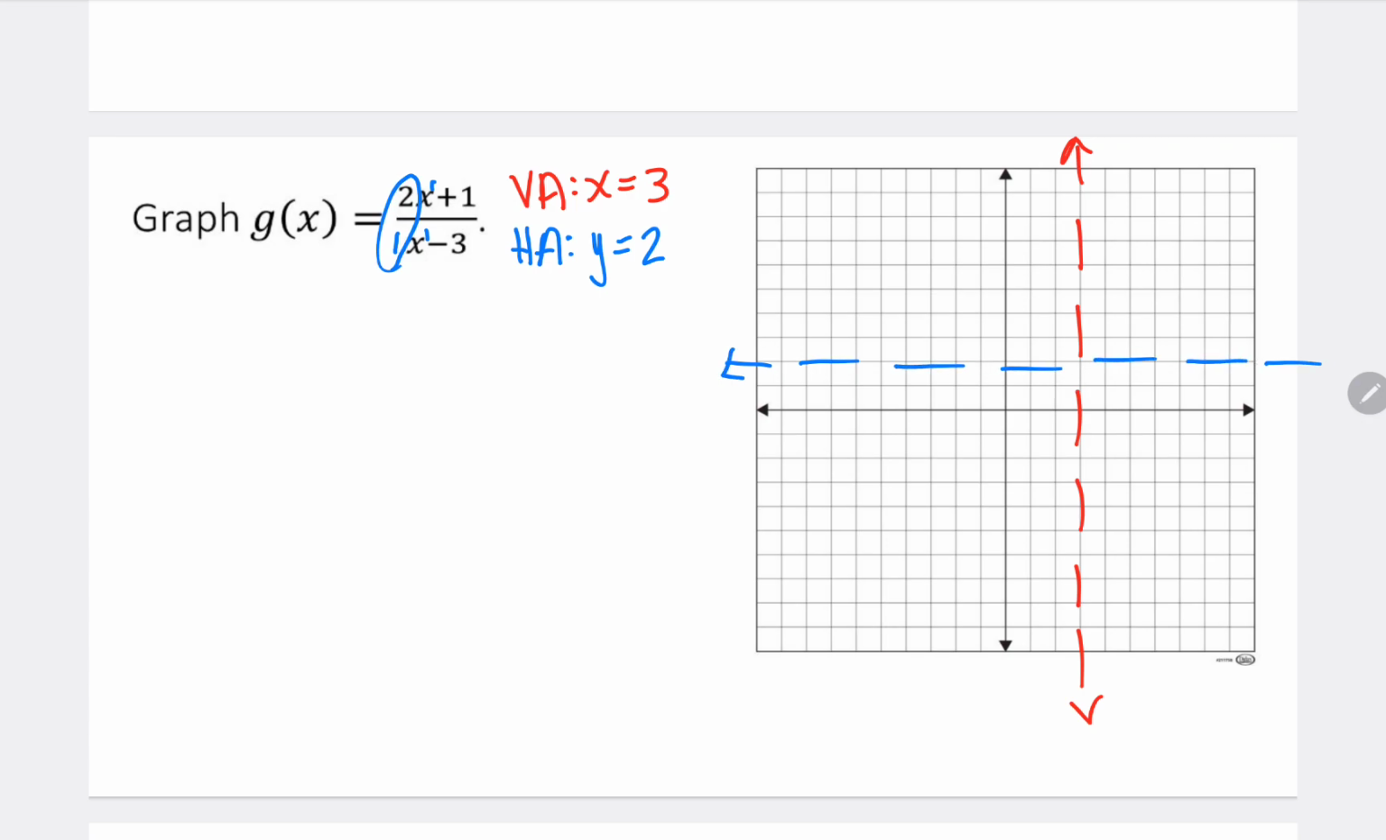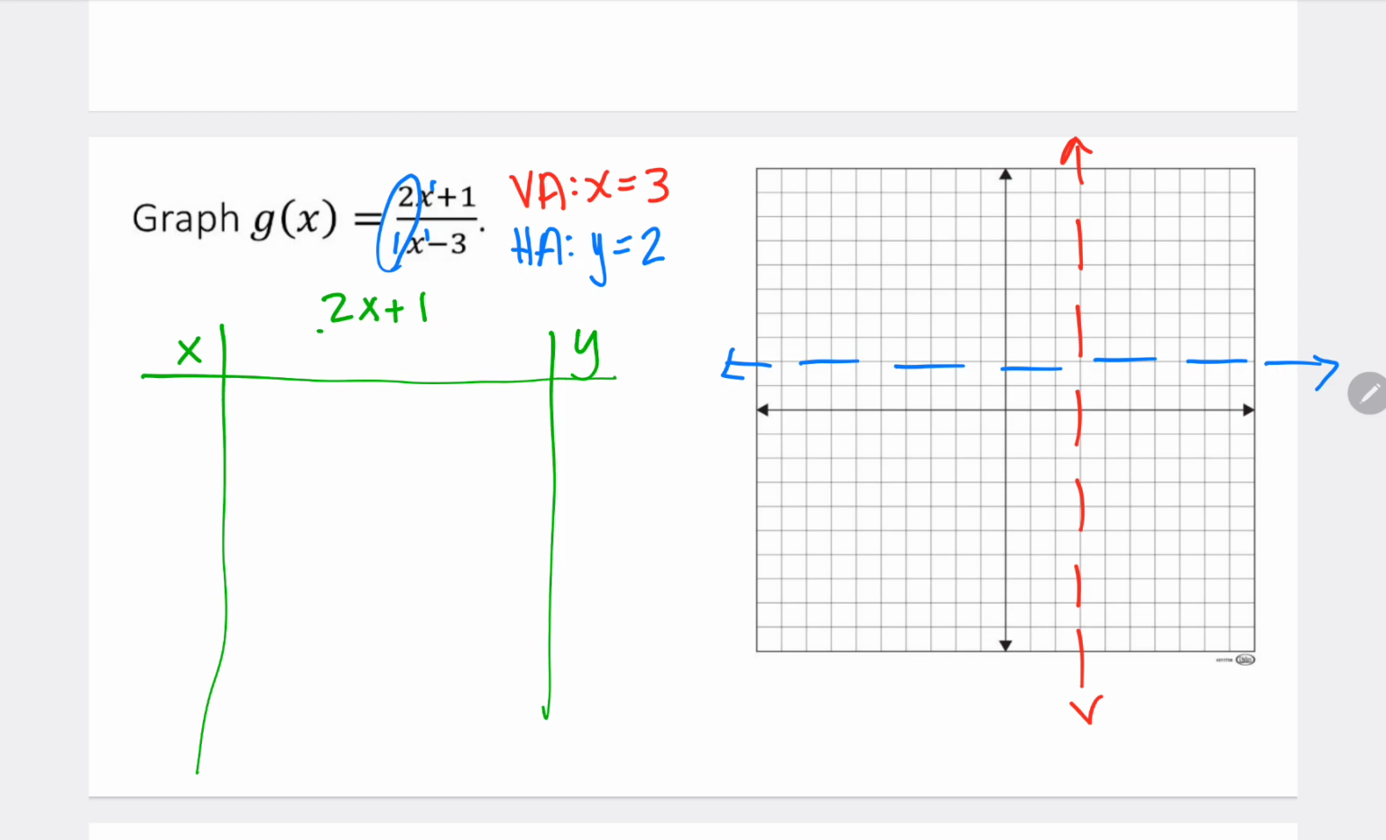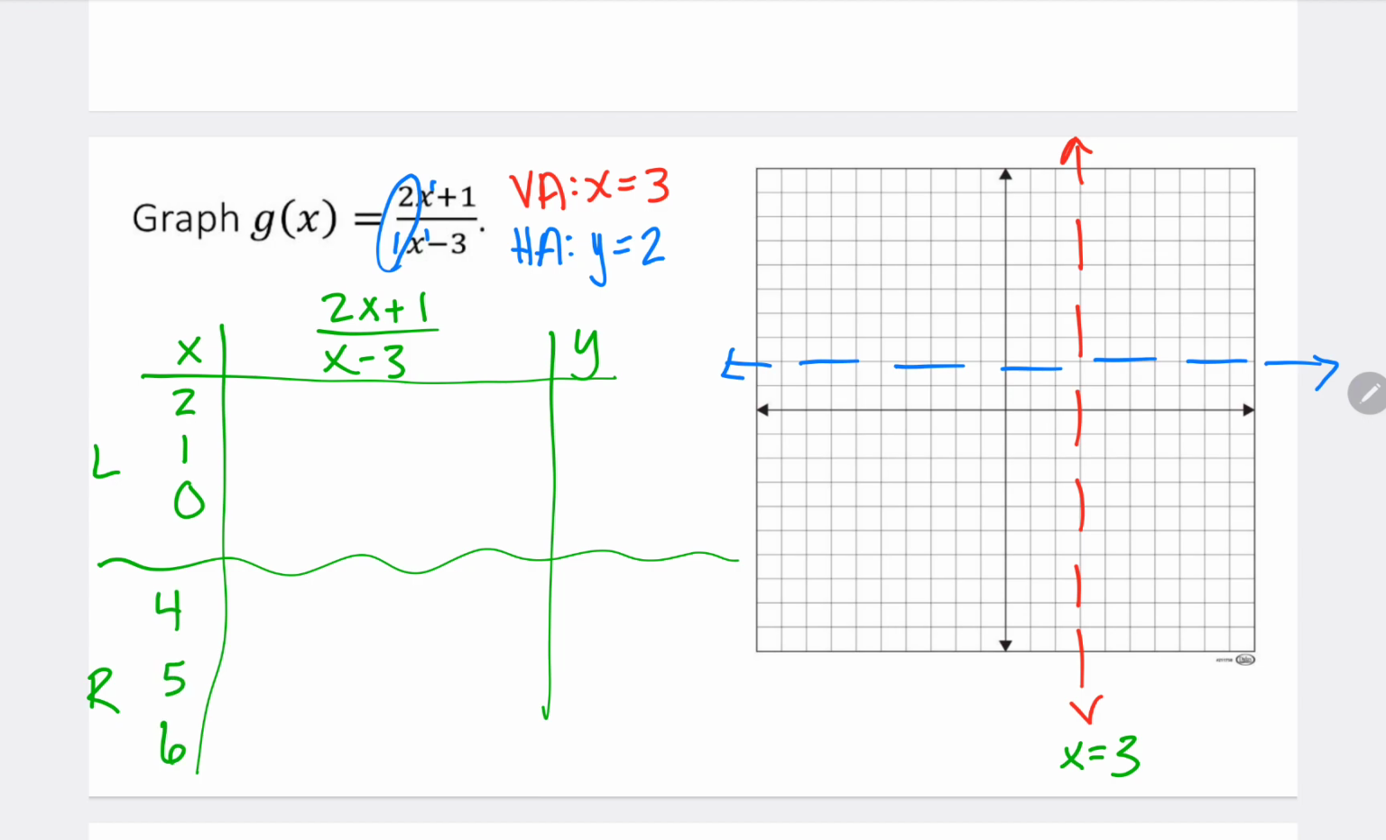Now to graph this the rest of the way, I'm going to make an XY chart. And my XY chart I'm going to divide into two sections. I'm going to graph the left part of my graph, which would be left of my vertical asymptote. So my vertical asymptote is at x equals 3. So I want to plot some points to the left of x equals 3, and I want to plot some points to the right of x equals 3. So to not overcomplicate this, I'm just going to plug in 3 points that are right to the left of 3 and 3 points that are right to the right of 3.